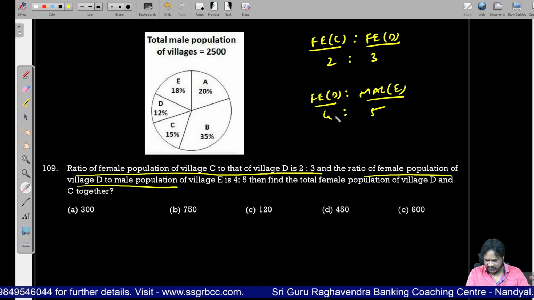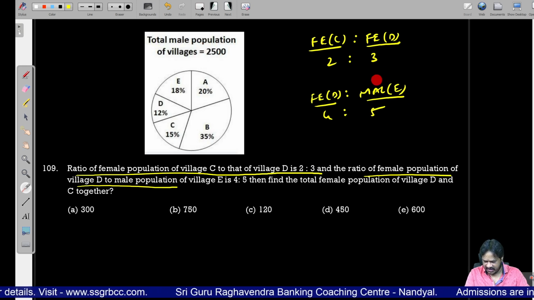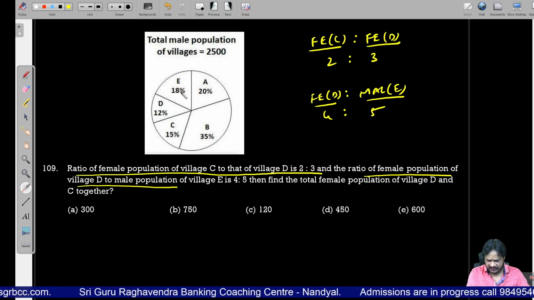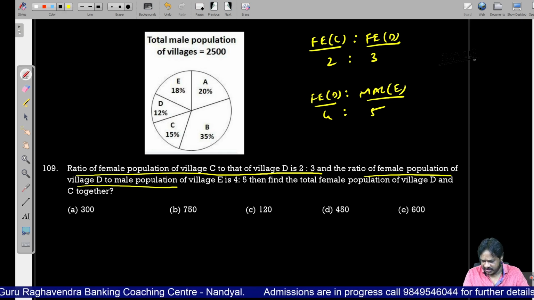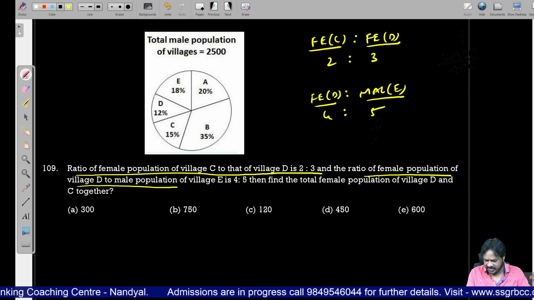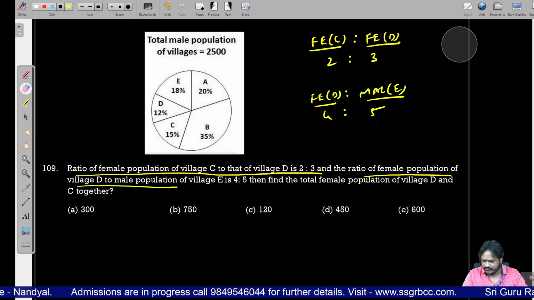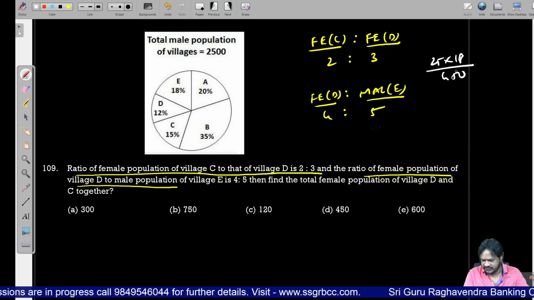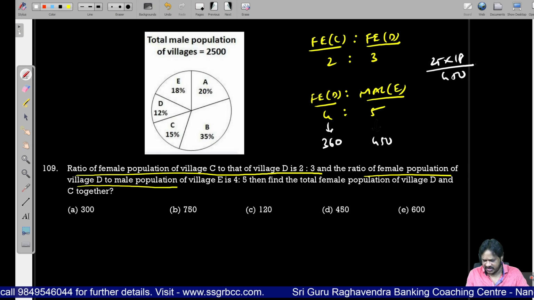Out of these values, we cannot calculate females directly because this is males. We can calculate the males of E. So 25 into 18. 18 5s 450. So the male population of E is 450. So this is 450, 5 parts. 4 parts will be 360.